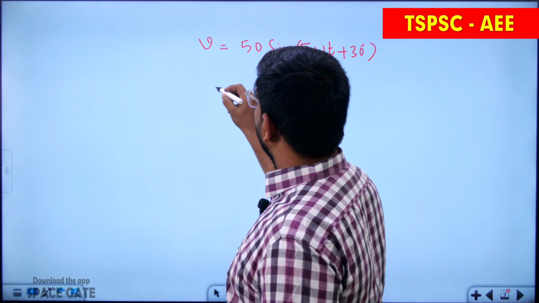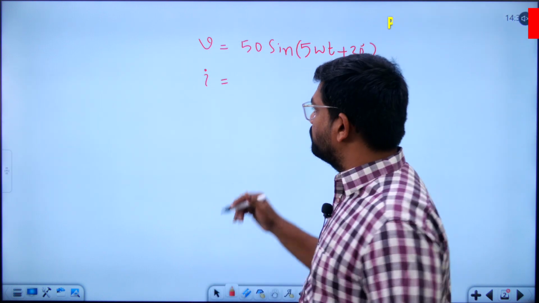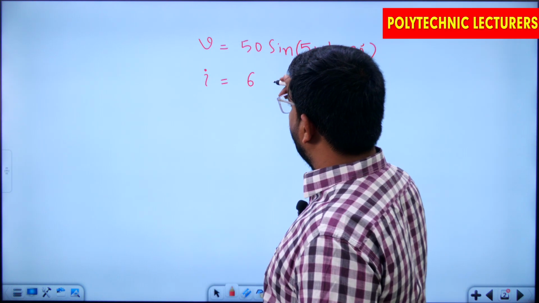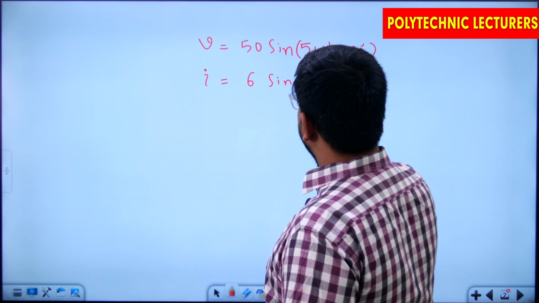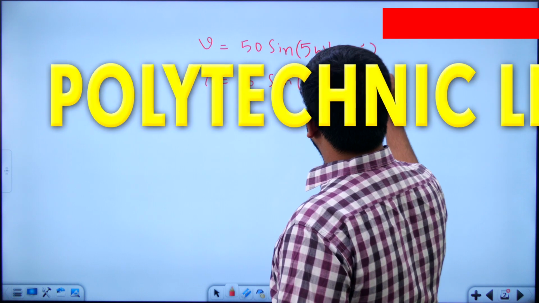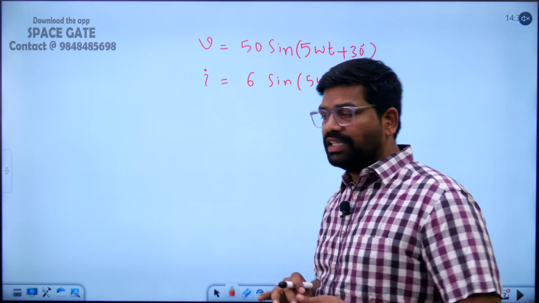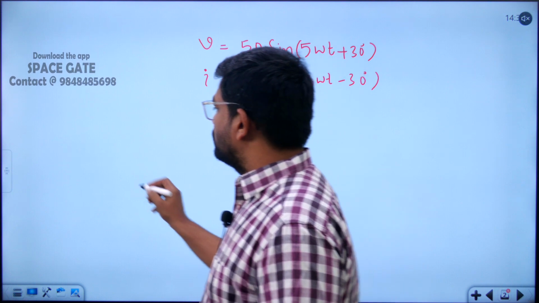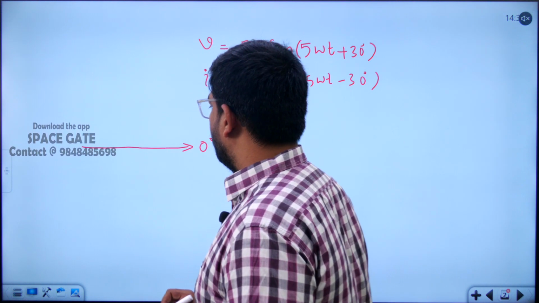That is the given quantity, right or not? For the fifth harmonic only I am writing the voltage and current expression, and here we got the current in the form of 6 sine 5 omega t minus 30. So when you draw the phasor diagram, that is the phasor representation for voltage and current, suppose I consider this the reference phasor at 0 degrees, right or not?